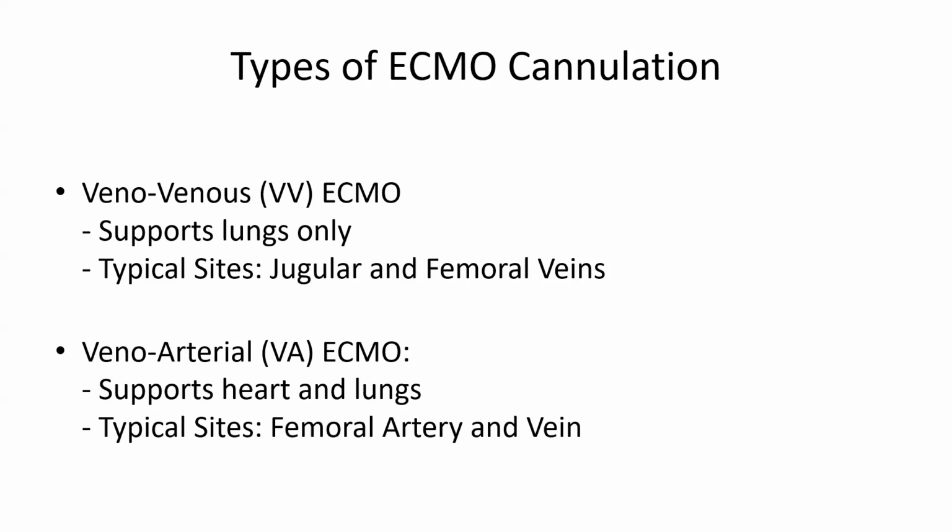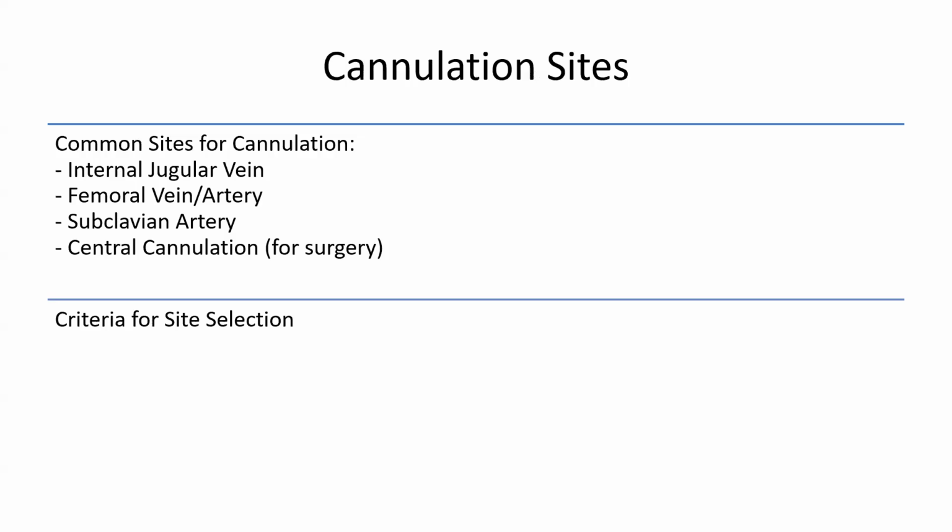The ECMO cannulation is one of the most important parts of ECMO initiation, and a good ECMO cannulation helps in a smooth run of ECMO. And the ECMO cannula is the interface between the patient as well as the ECMO circuit. So this is the most important part in the initiation phase. So we have learned there are two types of ECMO, and according to the two types of ECMO, the cannulation strategies will be different.